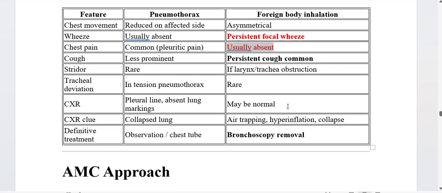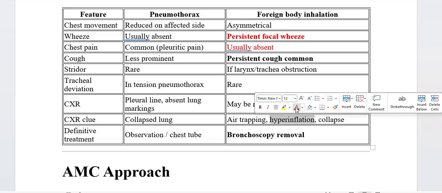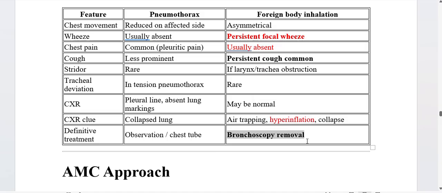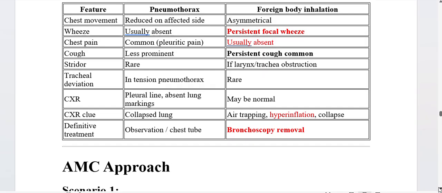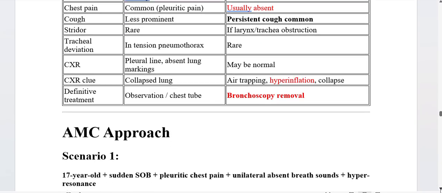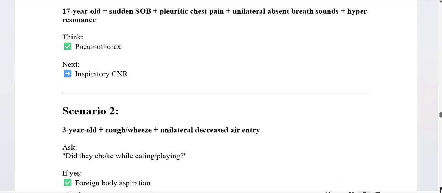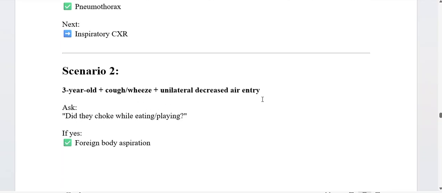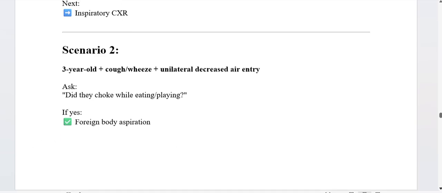X-ray may be normal. In pneumothorax there is a pleural line and absent lung markings. X-ray clues for foreign body: collapsed lung, air trapping, hyperinflation. Definitive management is observation, or bronchoscopic removal. A three-year-old with wheeze and unilateral decreased air entry: ask, did they choke while eating or playing? If yes, foreign body aspiration.